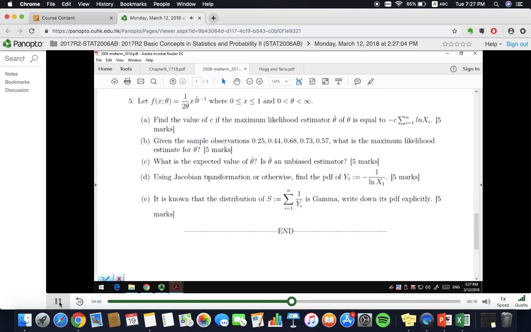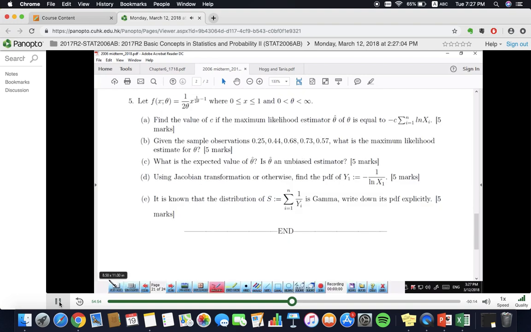Okay, so how about the last one? We have the value of C. Try to find out the MLE of this guy. What is the C? Okay, and I think most of you got the answers right here.